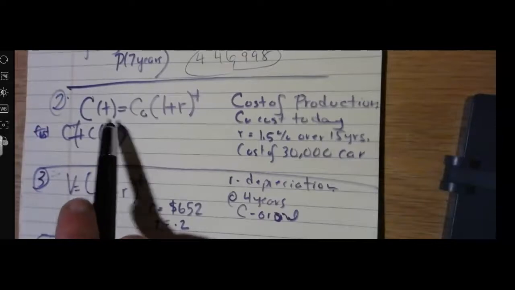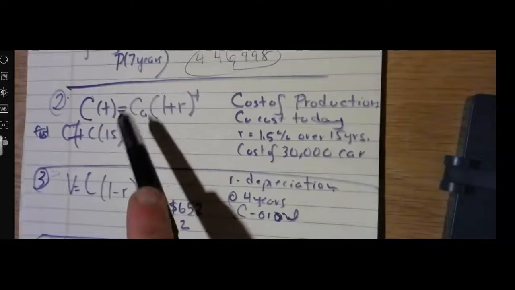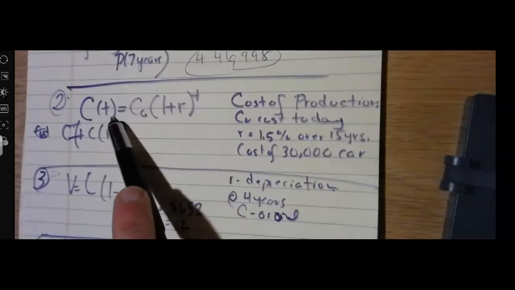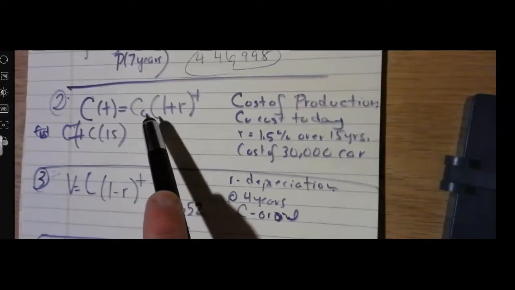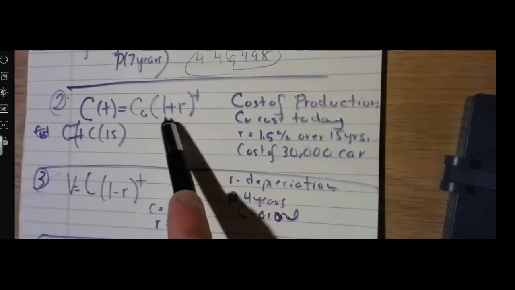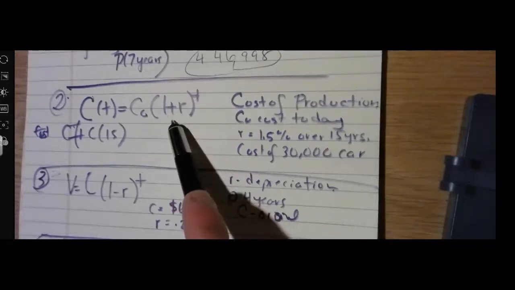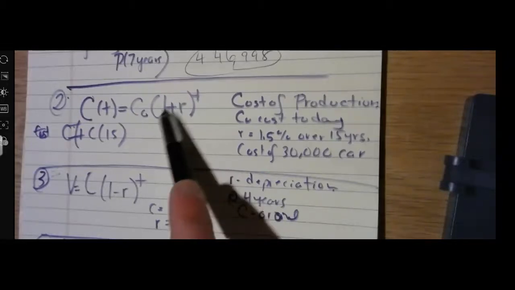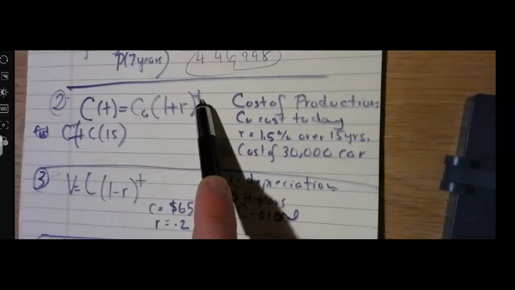Now, this is a cost function, a cost of production, okay? So let's say a car. So the cost to produce a certain car at a certain time is equal to the cost it costs now to produce that car or that item, times 1 plus R, that's the rate of, excuse me, not depreciation, in this case, inflation, sorry. It's increasing the costs these days. So that's the cost that's increasing, and the number of years is the power.